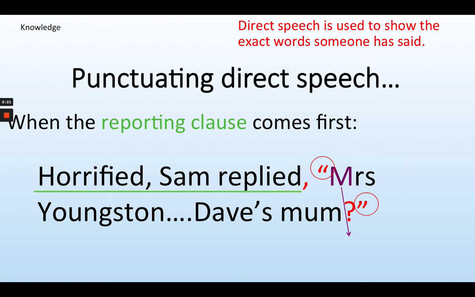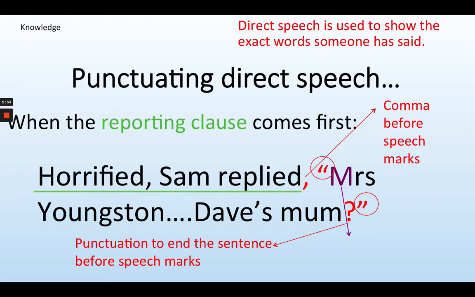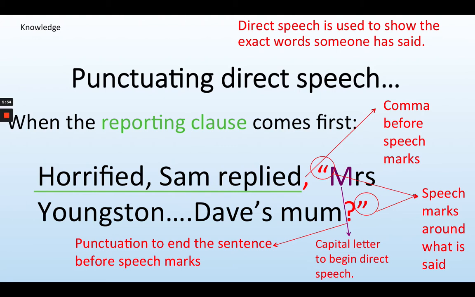Let's talk about punctuating direct speech. When the reporting clause comes first, we add a comma before the speech marks. We add punctuation to end the sentence before the speech marks. And we use speech marks around what is said. Please notice the letter in purple, that M after the speech marks. We need a capital letter here to begin the direct speech.